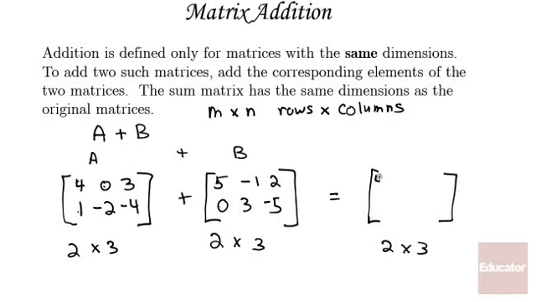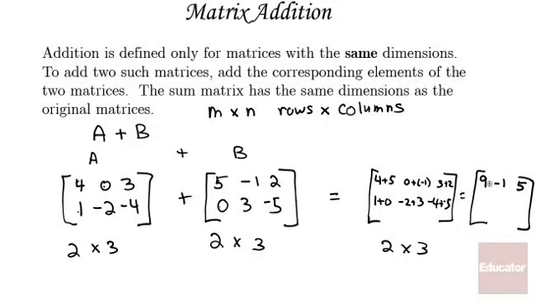So 4 plus 5 right here, and then 0 and negative 1. Over here, 3 plus 2. And down here, 1 plus 0. In this position, negative 2 plus 3. And in this position, negative 4 plus negative 5. If I work out the addition, that gives me 9, negative 1, 5, 1, negative 2 plus 3 is 1, and negative 4 plus negative 5 is negative 9.